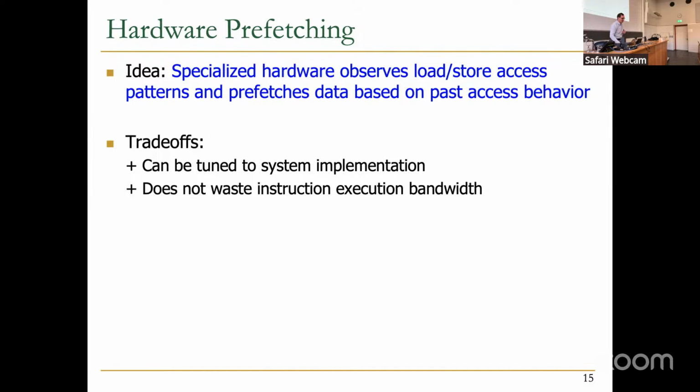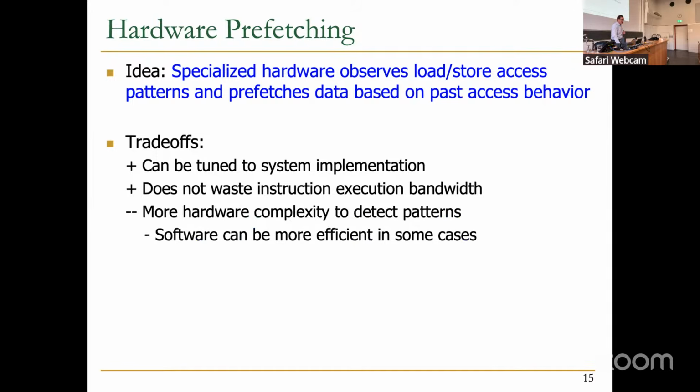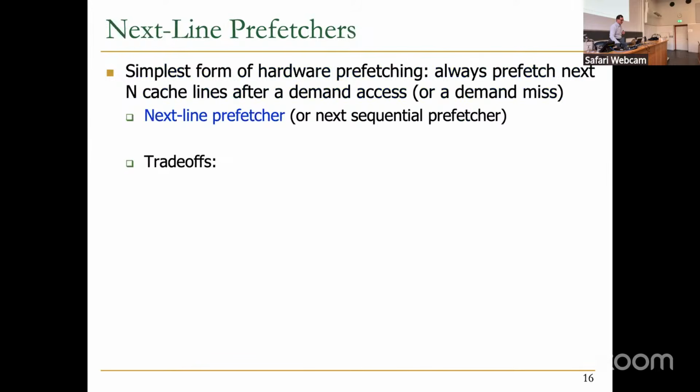You can tune the hardware prefetcher. But of course, this requires more hardware complexity to detect patterns now. Before, the software was telling you which addresses to prefetch. Here, the hardware needs to detect patterns itself. And in some cases, software can be much more efficient, potentially. Okay, so we're going to see some example ideas.